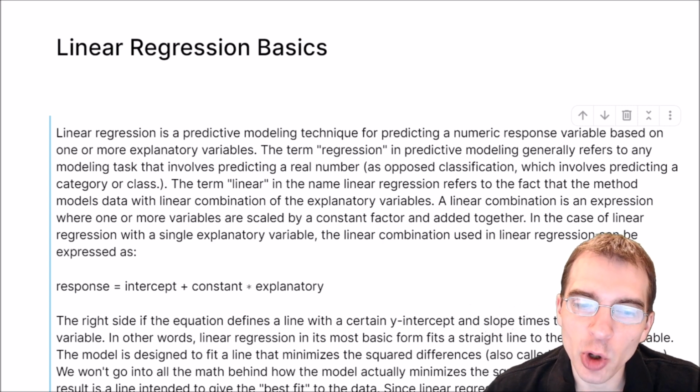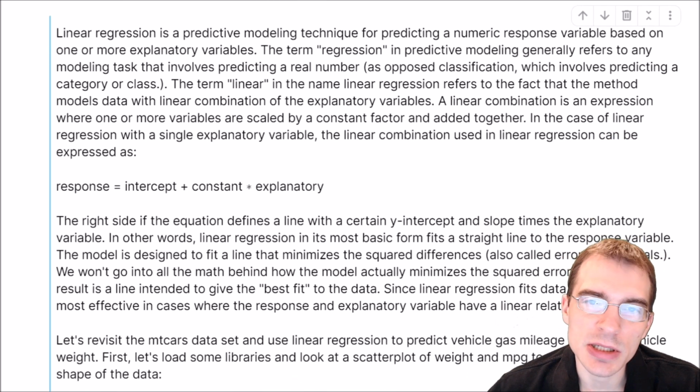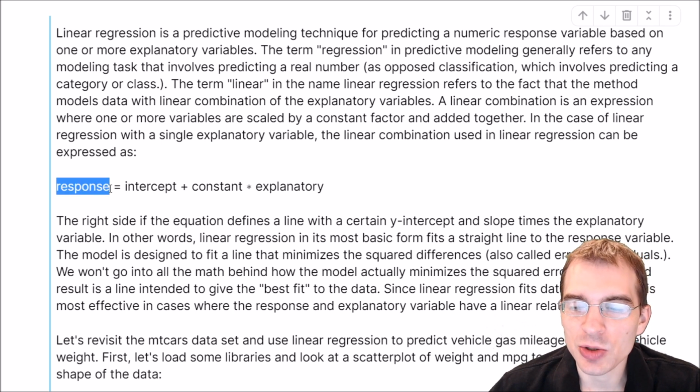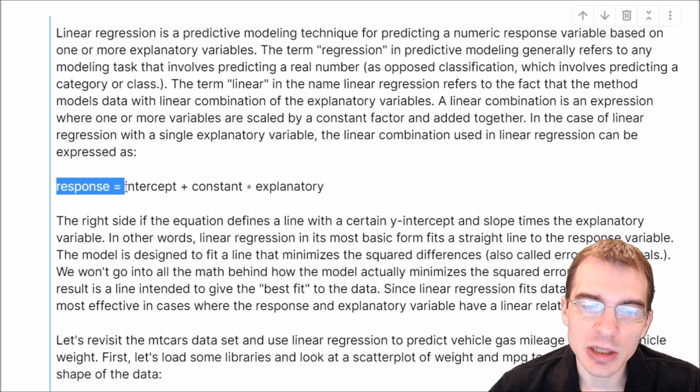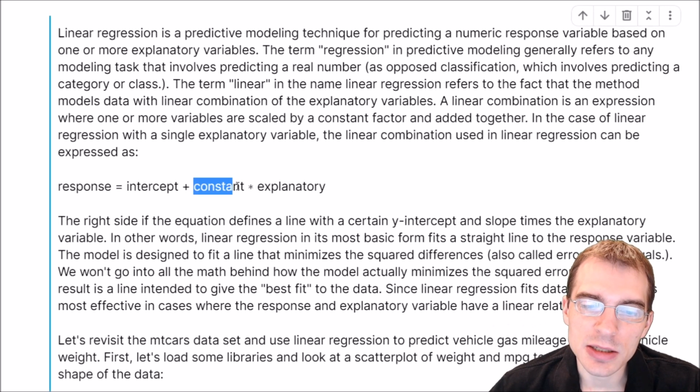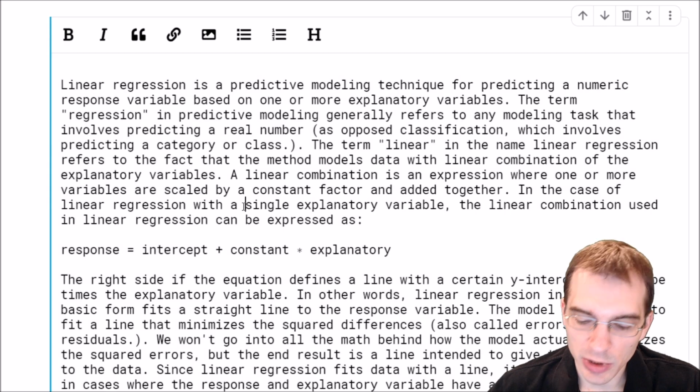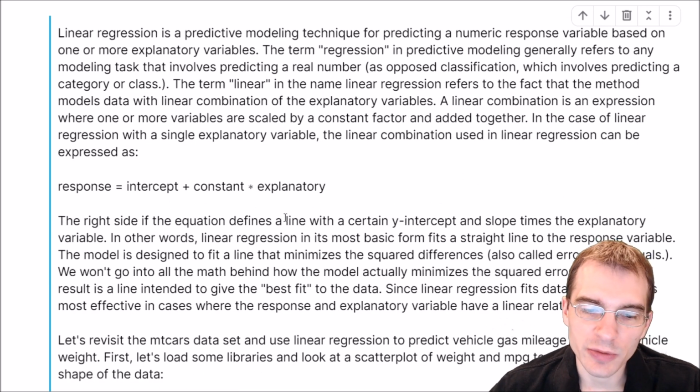So the basic formula for a linear regression can be seen here written out in actual words. We're going to have some response or target variable that's going to be equal to an intercept term plus some constant or coefficient, which is going to be the weight term, times the explanatory variable. Now, in this example here, we only have one explanatory variable and one constant, but we could have many of those if we wanted to.